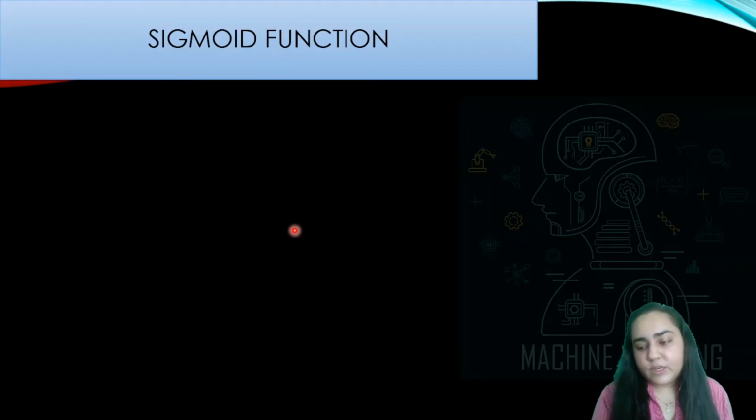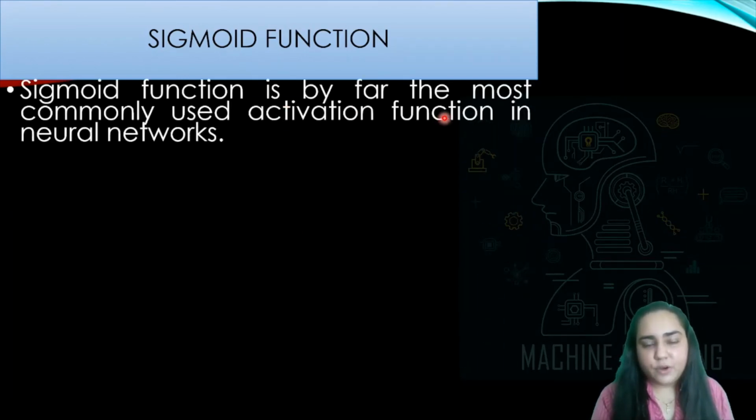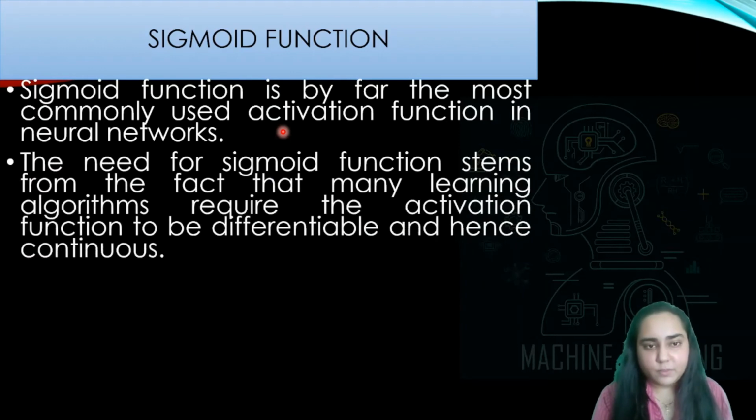Let's now talk about the next kind of function, which is the sigmoid function. It is by far the most commonly used activation function in neural networks. Just like ReLU is used more in deep learning and convolutional networks, the sigmoid function is very popular in neural networks. And the need for the sigmoid function stems from the fact that many learning algorithms require the activation function to be differentiable and hence continuous.